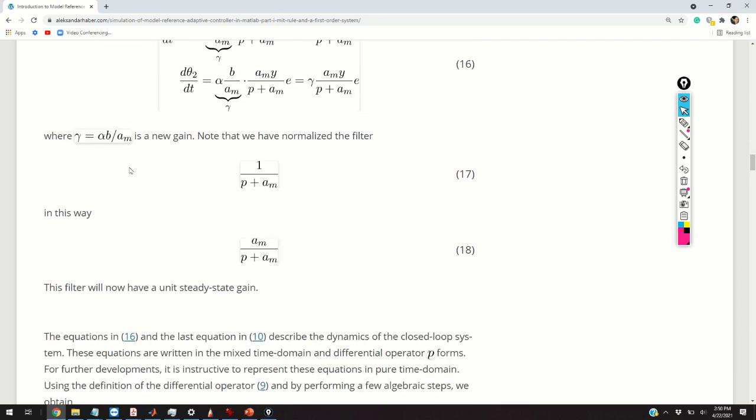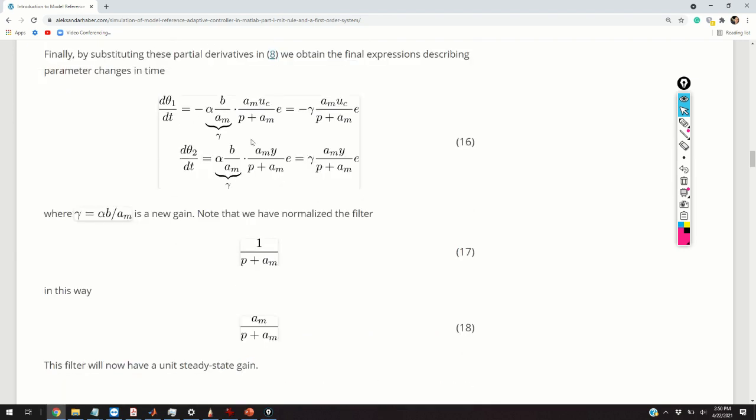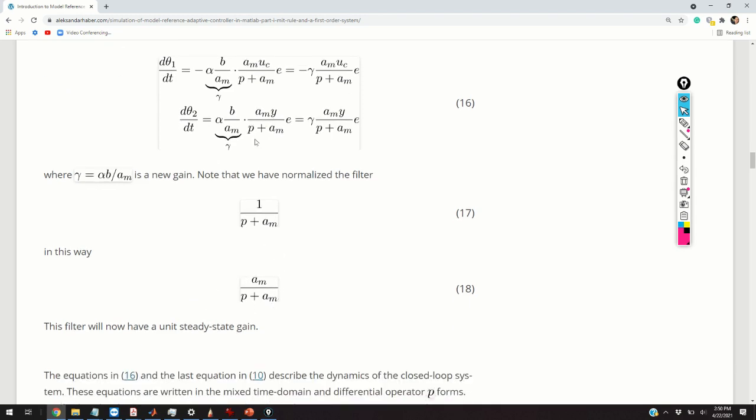Now, one important thing has to be mentioned here. We have normalized the control gains. We have normalized the control gains in this way, basically, or actually not the control gains.